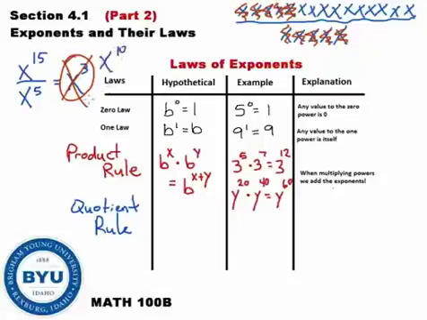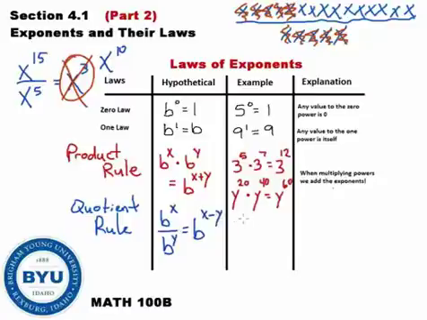So the quotient rule, if you had to come up with your own rule, notice that we had 15 and then 5 on the bottom. Well, when dividing powers, all we have to do is subtract the exponents. When dividing powers, we subtract the exponents. We could write the rule like this: b to the x power divided by b to the y power equals b to the x minus y. You just subtract the powers.